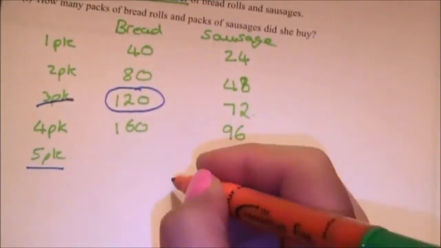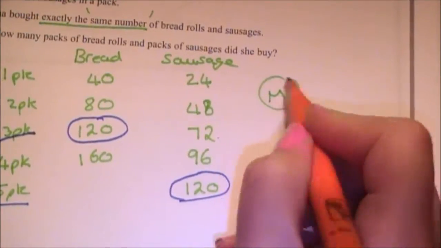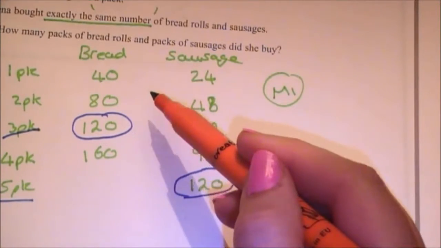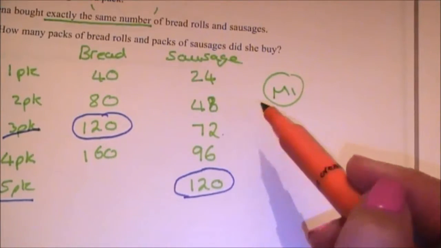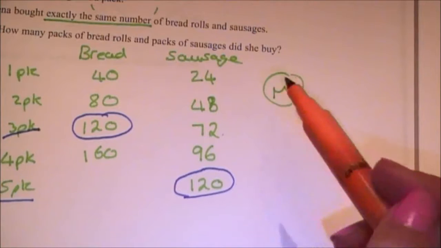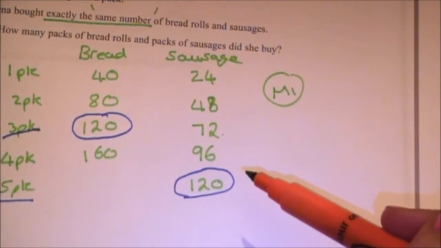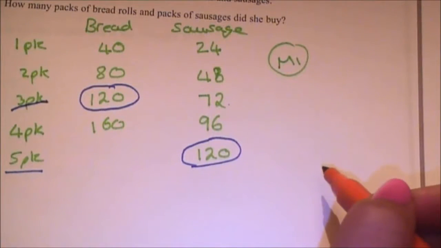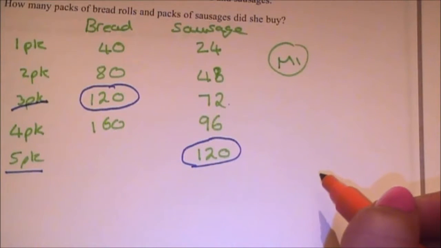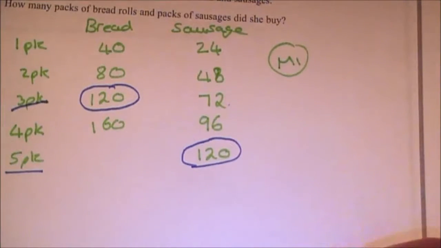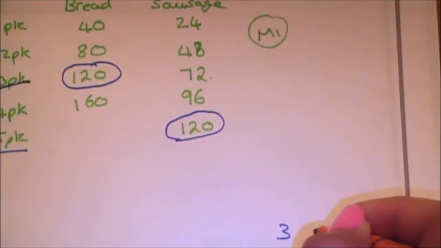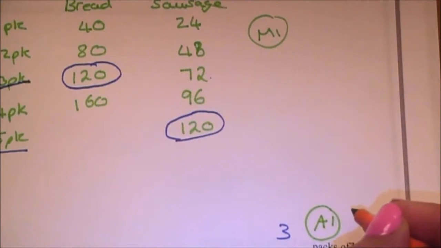With regards to the top part, you get 1 mark for attempting multiples. For attempting multiples of 40 or 24, you need to have done at least 3, and you are allowed errors as long as your intentions are clear. You get an answer mark for having 3 and 5.